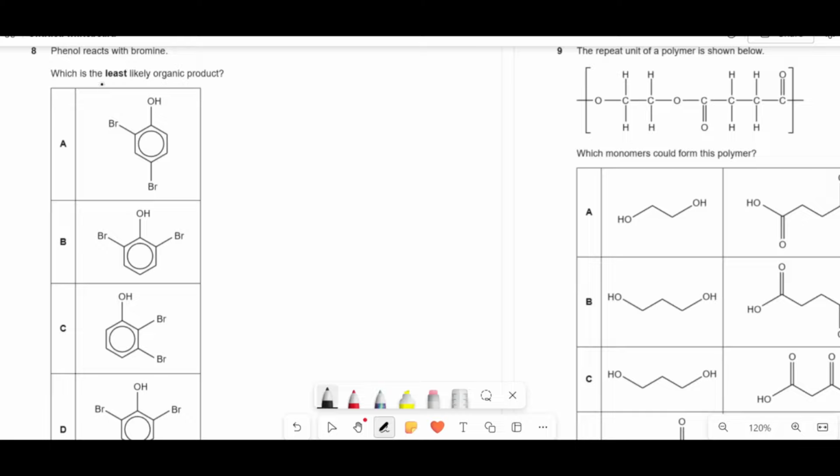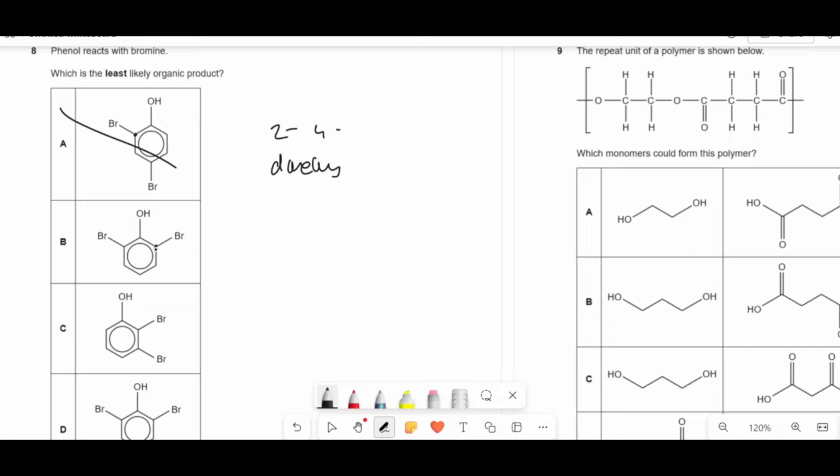So it says phenol reacts with bromine. What is the least likely organic product? So when you've got an OH on a benzene, what that means is it's going to be 2,4 directing. Meaning that whatever you're adding to it is going to preferentially go for the 2 and the 4 carbon, right? So we need to just find whichever one is least likely to fit the bill there. So if we have a look, that's going to be our first one. So that's 2, 3, 4. That's 2, 4. So that's out.